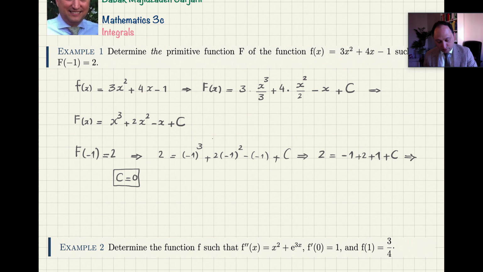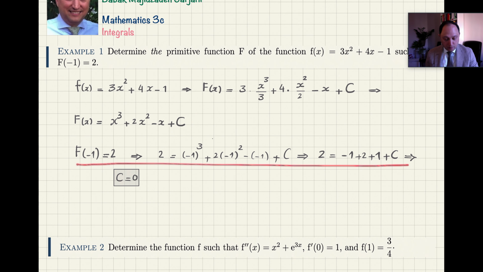If you just find a primitive function with the older rule, you will find the same answer. But it is necessary to write down in the exam paper that you are finding that C. In the previous part we just randomly chose C equal to 0 because it was the simplest choice. But here this is not the case. We found that C has to be equal to 0 if this condition is supposed to hold.